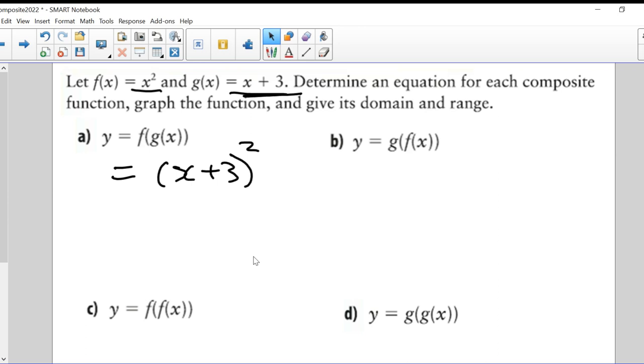Sorry about that. I'm replacing the x in the f function with whatever the g function is. So all of the g function goes into the f function. Of course, I can expand this if I wanted to: x squared plus 6x plus 9. So that's your f of g of x function.